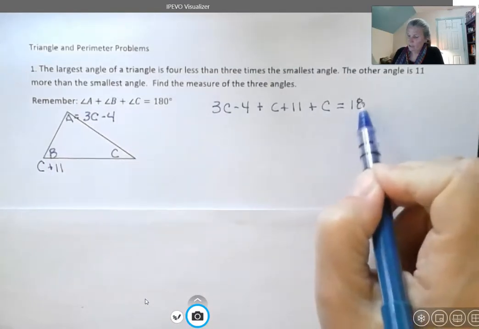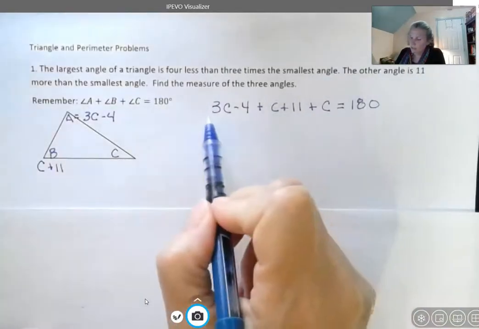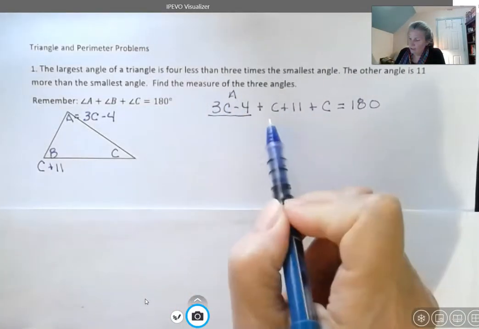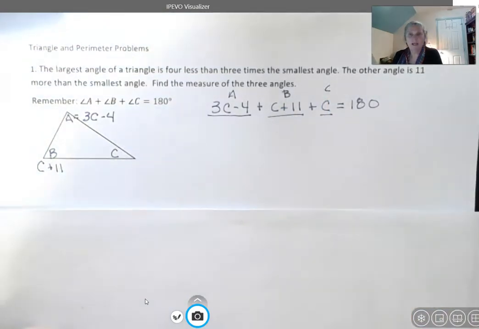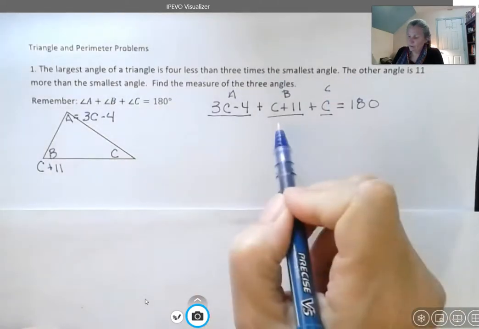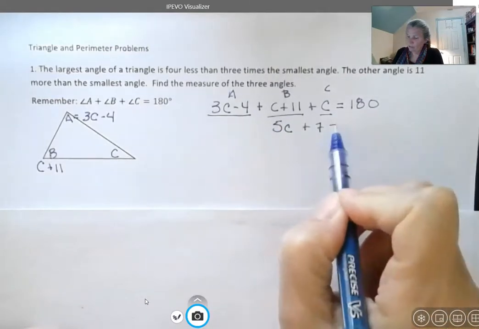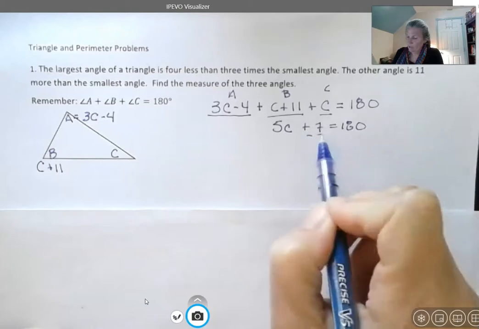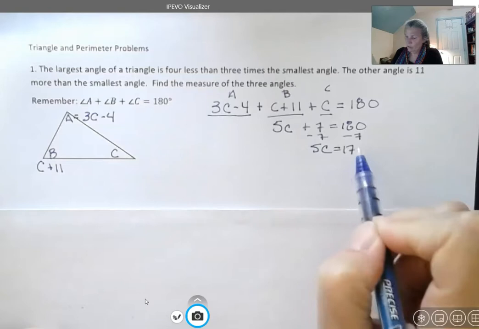So one of the mistakes that people make is they leave off the C because they're like, well, I've already got C in there. This C is angle A. This C is talking about angle B, and this is the only one that's talking about just angle C. So you need to have that third angle represented. Alright, so if I add up all the C's, I have 3, 4, 5 C's, and negative 4 and positive 11 is positive 7. And then I can subtract 7 from both sides, and I get 173.